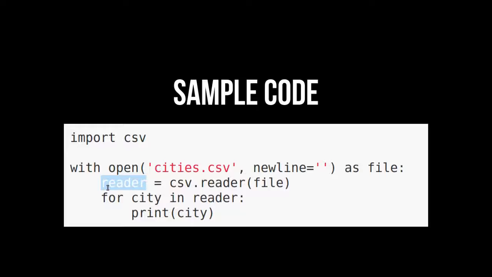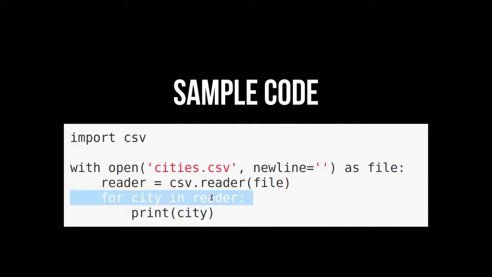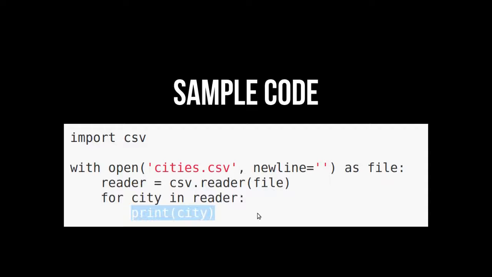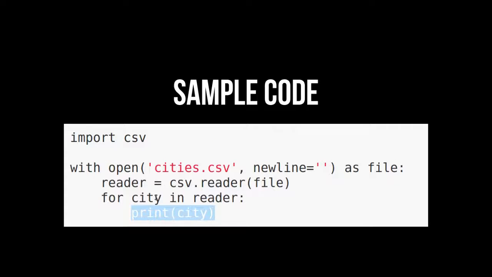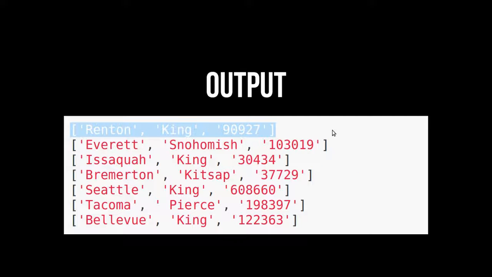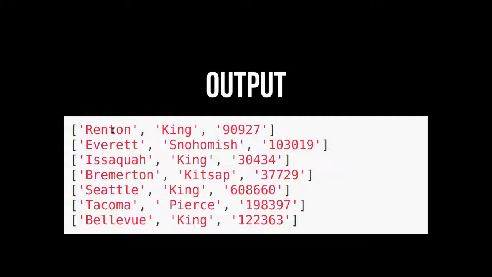That is really an iterable, and that allows us to iterate over it. So we can loop over it. We say for city in reader, and then we print the result. We'll show you. Here we go. Each time we take an item from that iterable, it is going to print out a list, and that list is what that line was. Each one of these fields is now an item in that list. So Renton, King, and then the population.